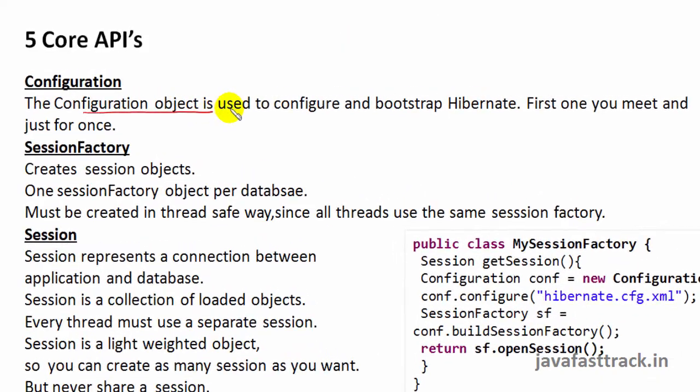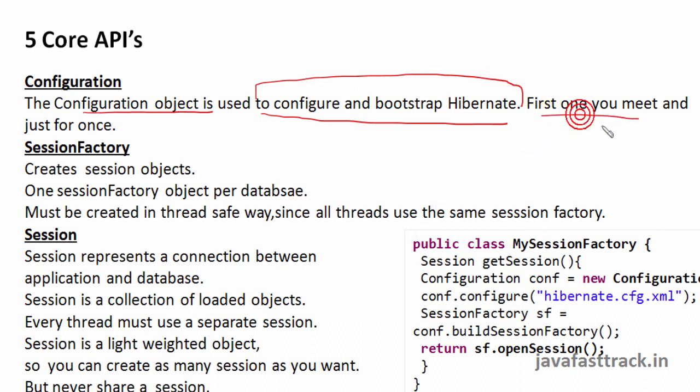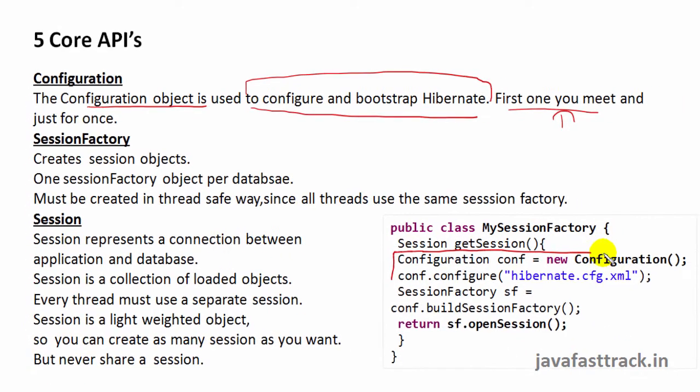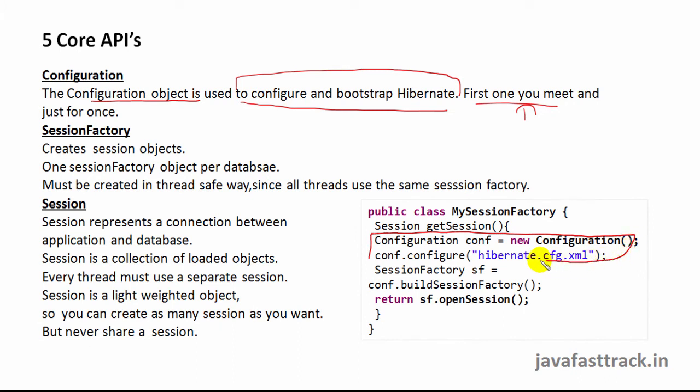Configuration object is the first object we meet. The configuration object is used to configure and bootstrap Hibernate. It is a simple object. This is the first object we meet, and we meet it only once. It is used only at system startup to configure and bootstrap Hibernate. It may read the configuration parameters from the configuration file or through some other approach like the programmatic approach.